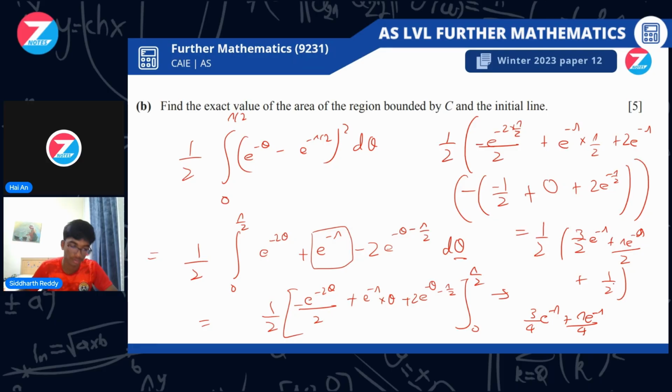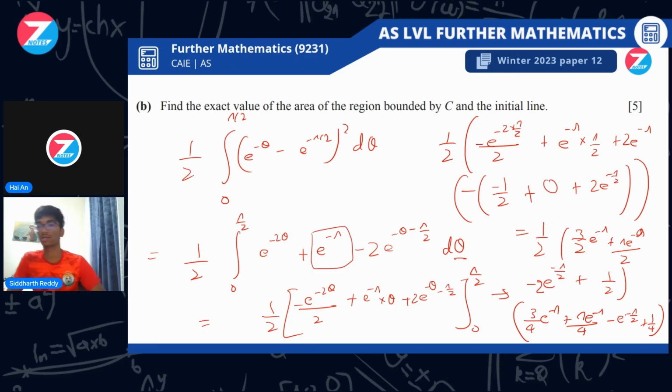Oh, I missed something. So minus e to the minus pi by 2. Yeah. Minus e to the minus 2e. Yeah. I can chop this one up, but hope you guys still understand.